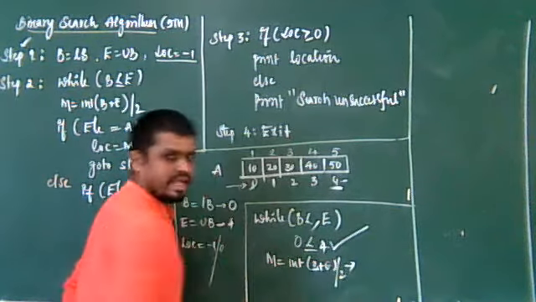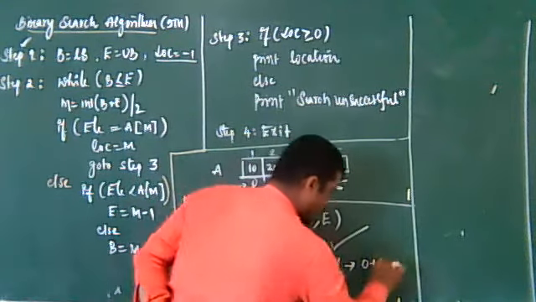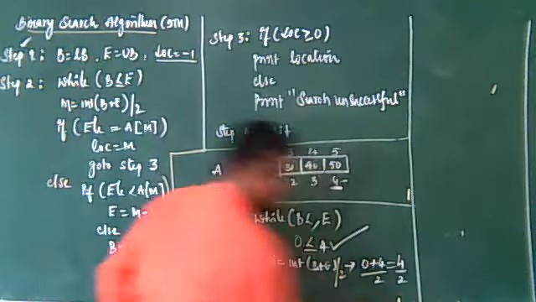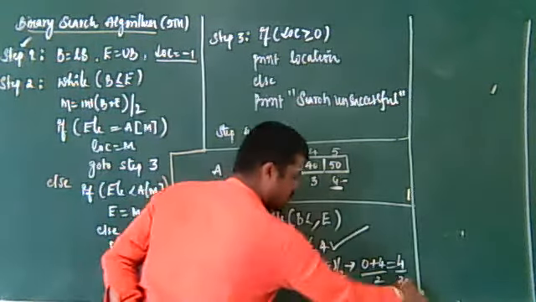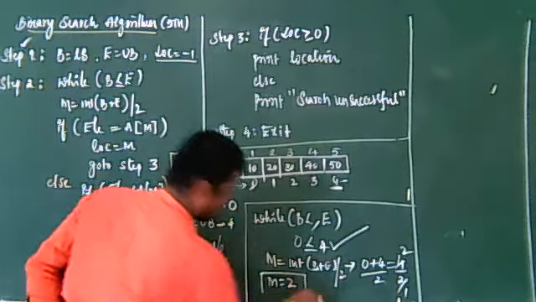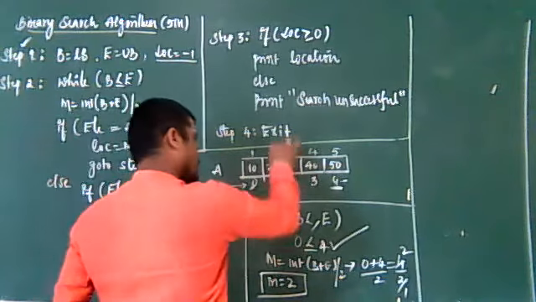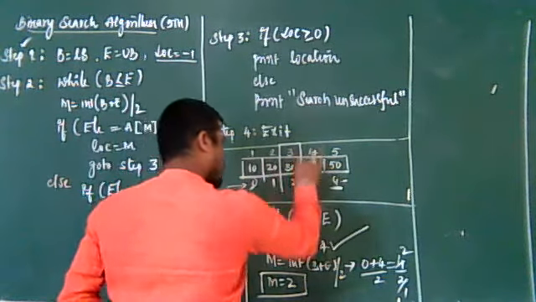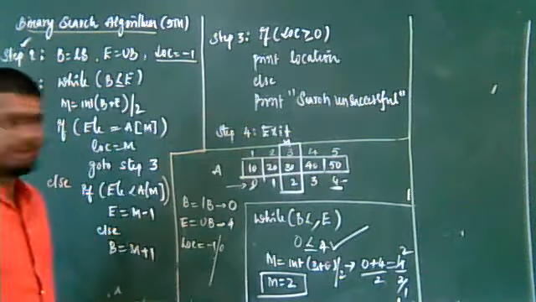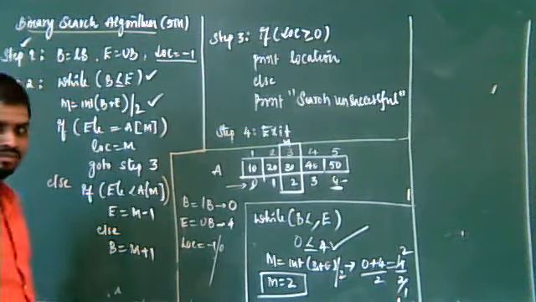What is the value of B? 0. What is the value of E, end? 4. 0 plus 4, how much? 4. 4 by 2, how much? 2. So the middle value will be 2. This position indicates the middle value. These two lines got executed.